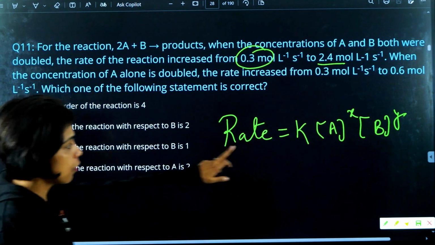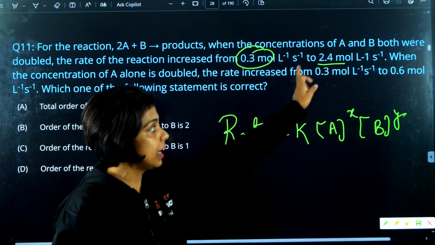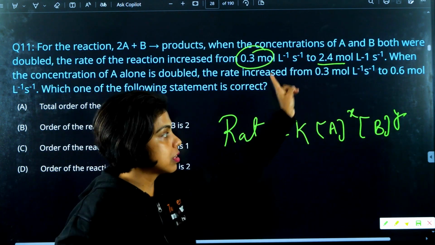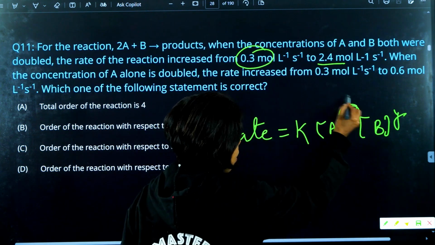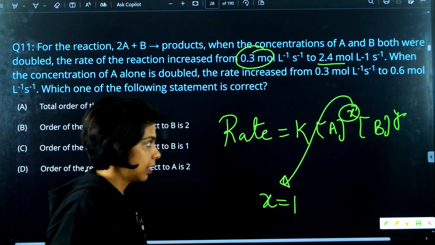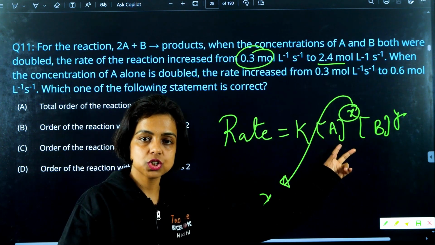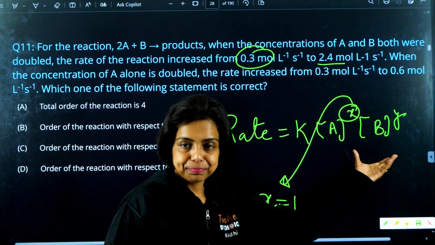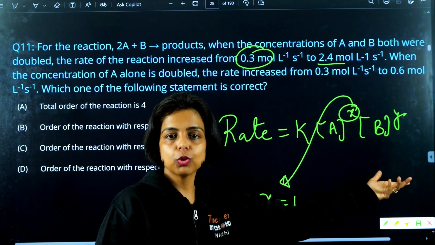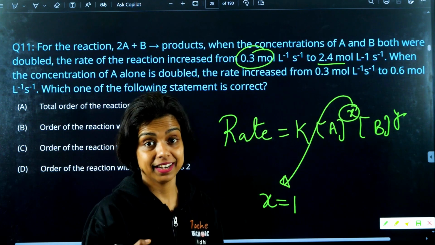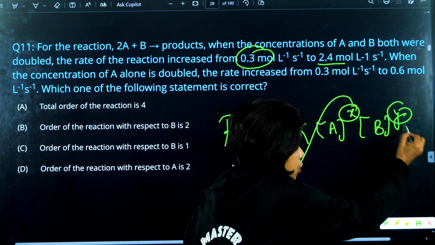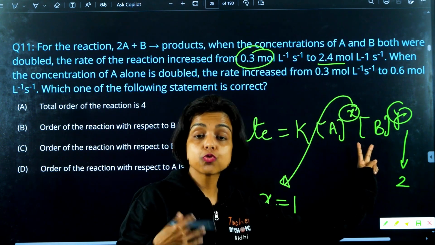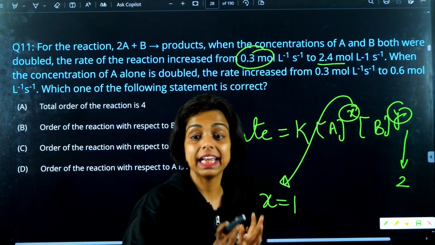X and Y are the order of the reaction with respect to A and B respectively. So when the concentration of A alone is doubled, the rate increases from 0.3 to 0.6. So if only I double the concentration of A, the rate also doubles. That means this X, the order with respect to A, should be 1. That power has to be 1, right? And overall, if you double the concentration of both, the overall rate becomes 8 times. That means this Y should be 2, so that on doubling the concentration of B, the effect on rate is 4 times. So 4 times by this, 2 times by this, total 8 times.